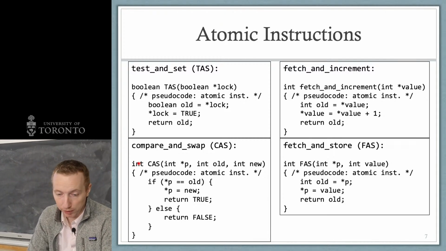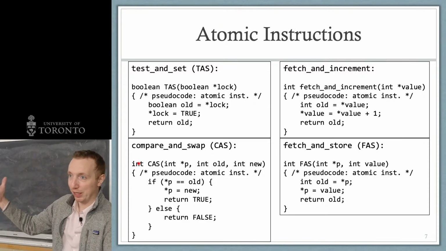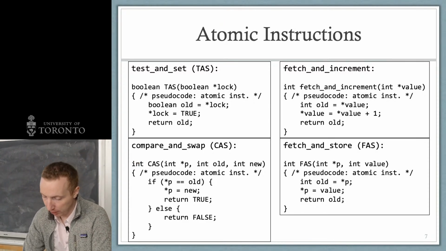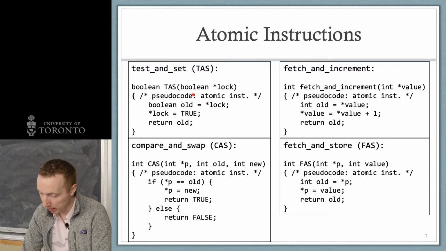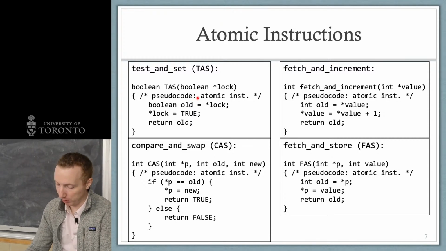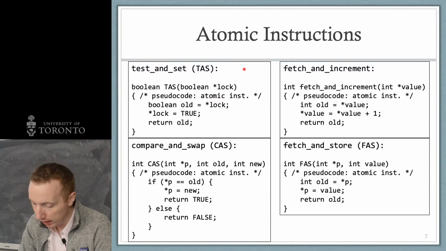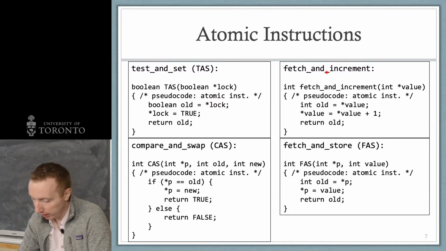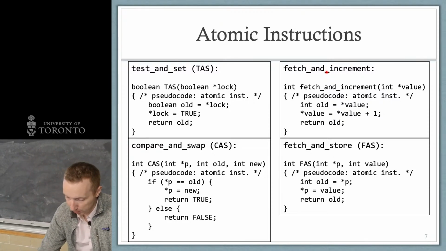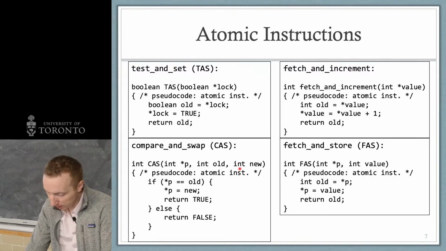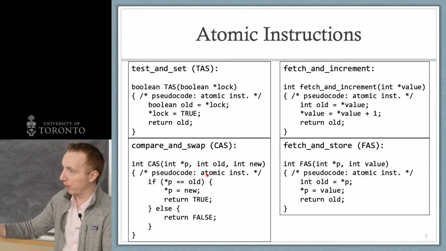Again, you just assume either this function runs or not, so it can't halfway complete. Test and set will always return you the original value it read, and it will try to set that memory location to true and then tell you whether it was true before or false before, and again, does that atomically. Fetch and increment, same idea, except it just increments the value instead of setting it to true. And then compare and swap. Compare and swap will only set the value from old to new if the current value is old.